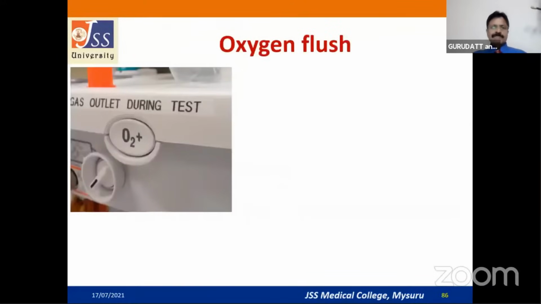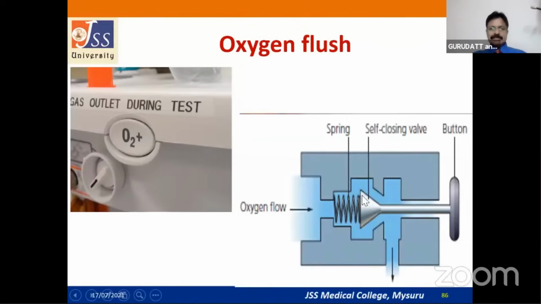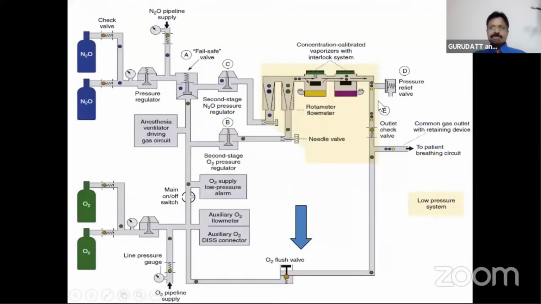Coming to one more part of the intermediate system, this is the oxygen flush. Once it is activated, it gives almost 35 to 70 liters of gas. So when do we use this oxygen flush? One thing you should realize, this oxygen flush is directly connected to either the pipeline source or the cylinder source. So it bypasses the flow meters and the vaporizers. So when do we activate it?